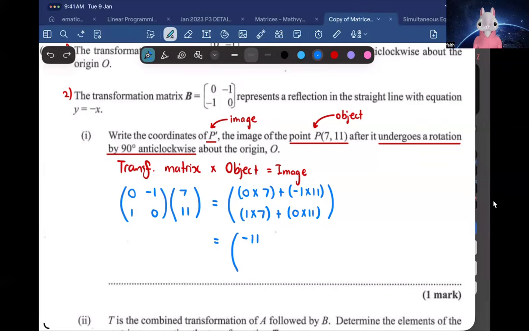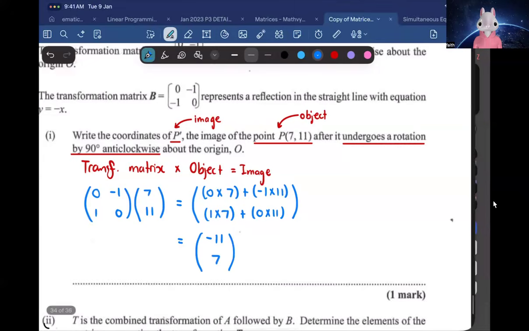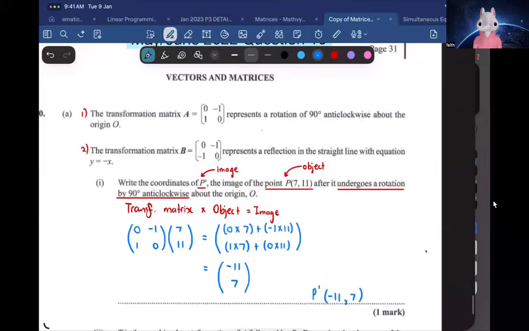What is 1 by 7? 7. 0 by 11 is 0, so it'll be just 7. And that's that. So my image is going to be open bracket -11, so P prime is going to be -11, comma 7. You understand that? Yeah, sir.